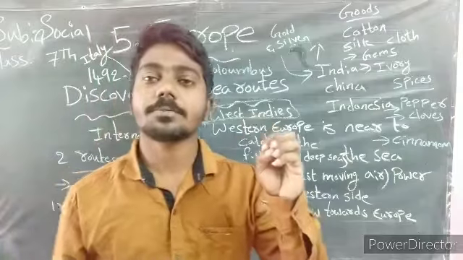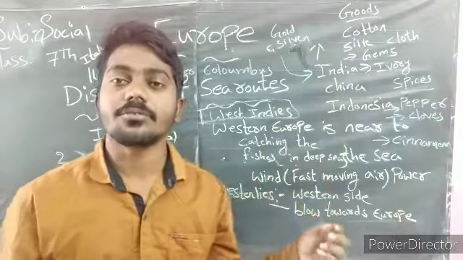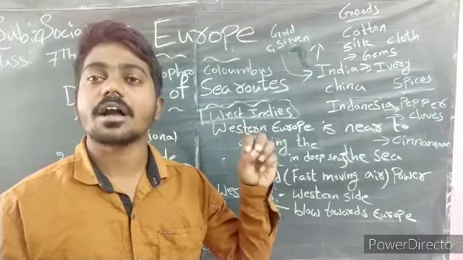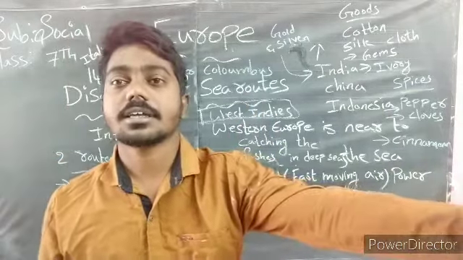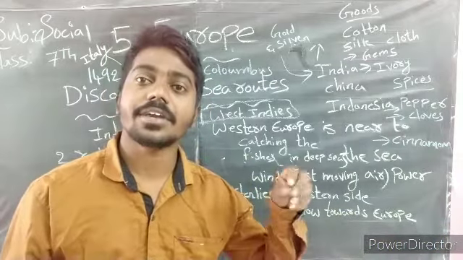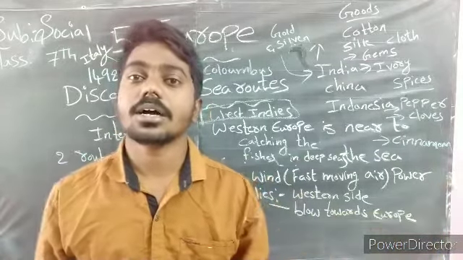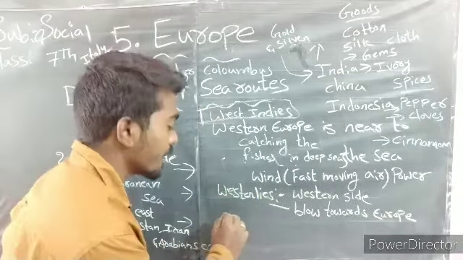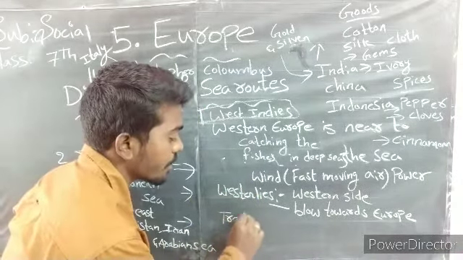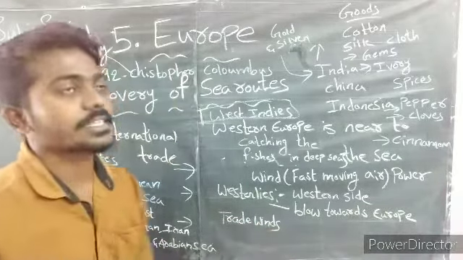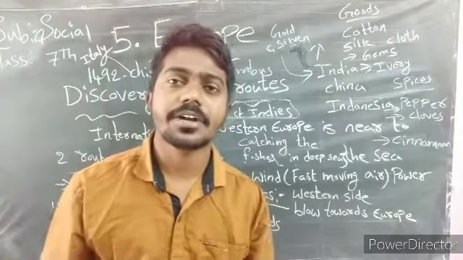Okay, the winds which blow from the west side are called westerlies. In the America continent, the winds are blowing towards Europe. That is why from America we can easily go to Europe by ships. Okay, children? And also we have the trade winds. Very, very important, children. You will study trade winds in the 9th class also. What do you mean by trade winds?